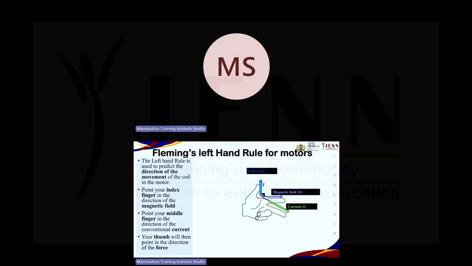Now, this year, we are going to look at Fleming's left-hand rule for motors. As you can see, you take your thumb, your index finger, and your middle finger as well, and you put them at right angles to one another. When you put them at right angles, your thumb will show the force, your index finger will show the magnetic field, and your current is shown by your middle finger.